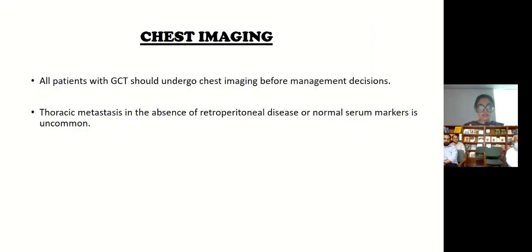So as you all know, testicular tumor metastasizes to the lungs. All patients with GCT should undergo chest imaging before management decisions.